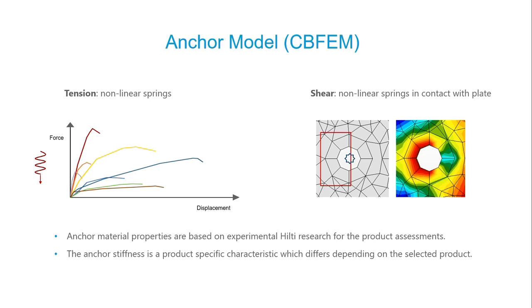We can take into account different behavior for anchors in tension and anchors in shear. Anchor material properties are based on experiments, and the stiffness of the anchors is defined by the selected material of the anchor.